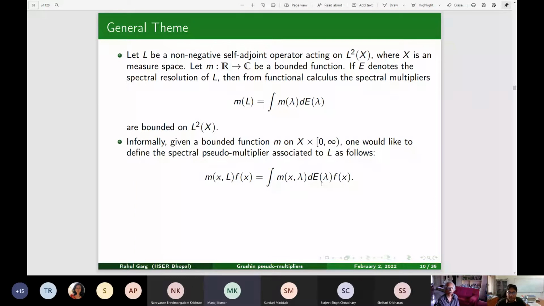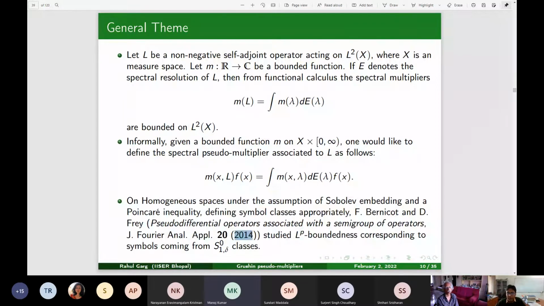One particular work that I would want to mention here is from 2014, by Bernicot and Frey, which appeared in the Journal of Fourier Analysis and Applications. They worked out the class S(0,1,delta), and they also took delta equal to 1. So this forbidden class S(0,1,1) required a little more assumption. What were essentially their assumptions? They were working with those operators where a Sobolev embedding is known and a Poincare inequality is known.